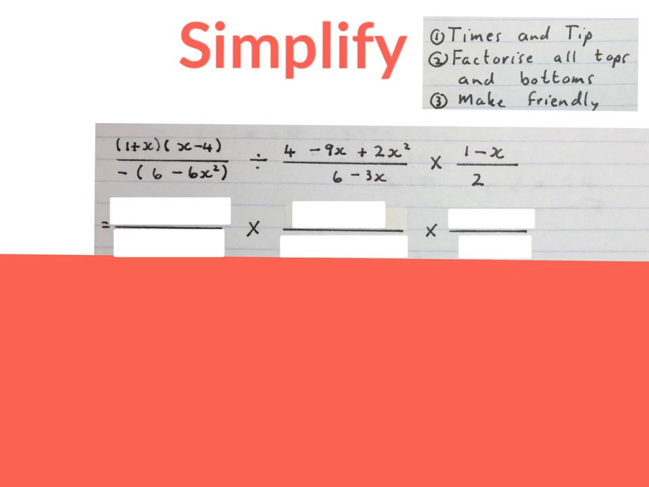The first thing we're going to do is change this divide into a times and tip this over. The bottom goes to the top and the top to the bottom. So the 6 minus 3x goes to the top, and this comes down, and in the same instance I'm going to put this in the right order. When you do factorizing, you always write your expression in descending order of x. So we took the plus 3x to the front, minus 9x to the middle, and the plus 4 to the back.